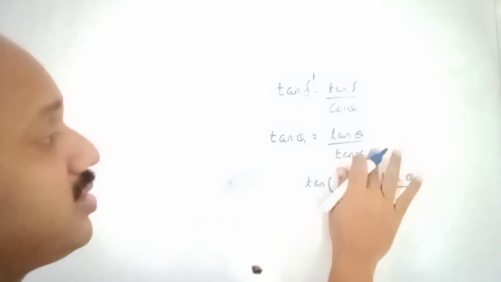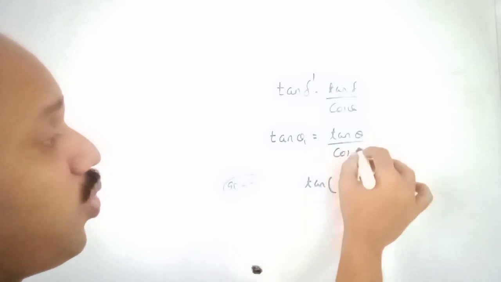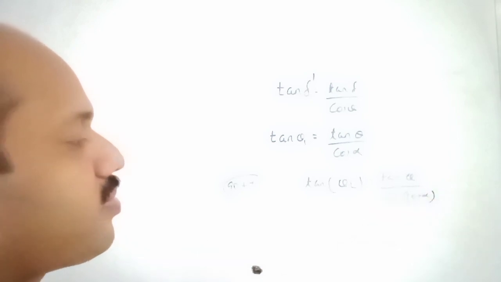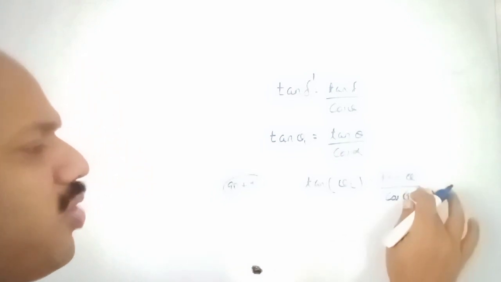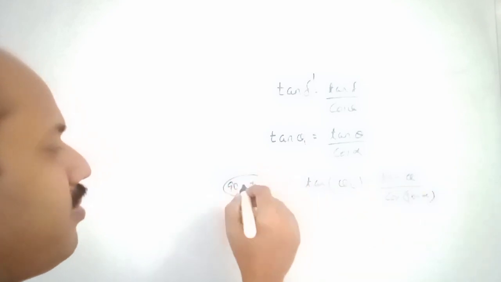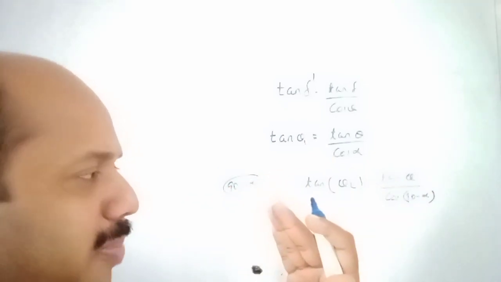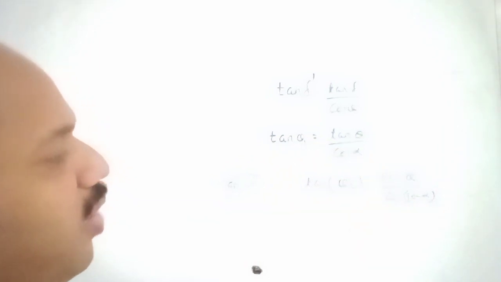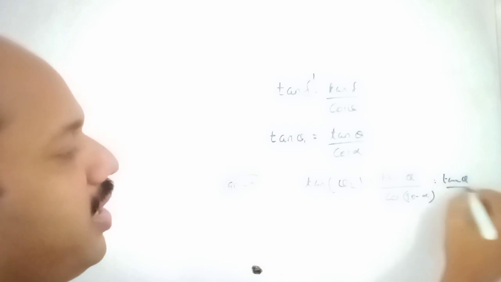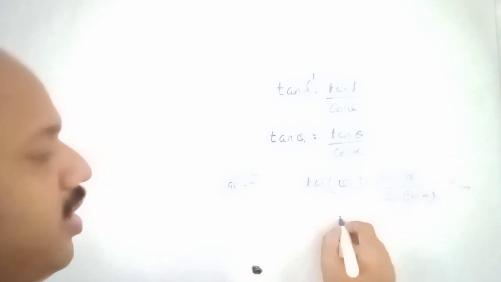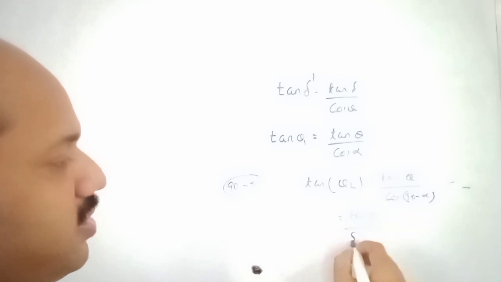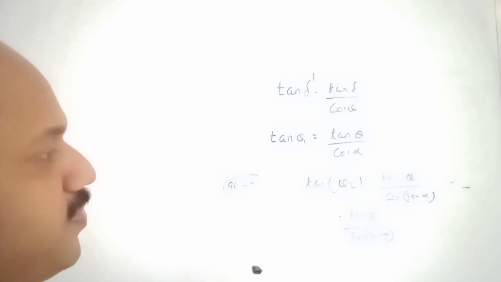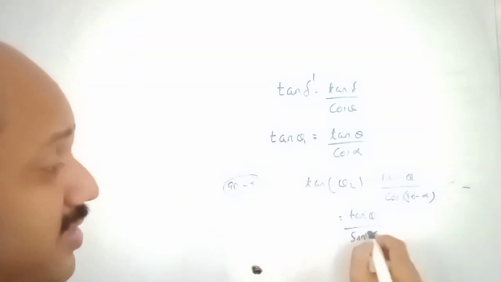This is cos 90 plus alpha. Better you take it as 90 minus alpha. If it is turned clockwise, it is 90 plus alpha; if it is turned anti-clockwise through 90, it is 90 minus alpha. Now this is tan theta divided by sine 90 minus alpha. Now look, this is not sine 90 minus alpha, it is sine alpha, right?